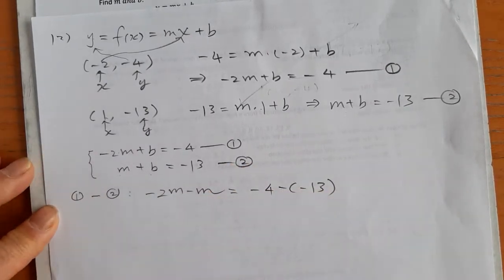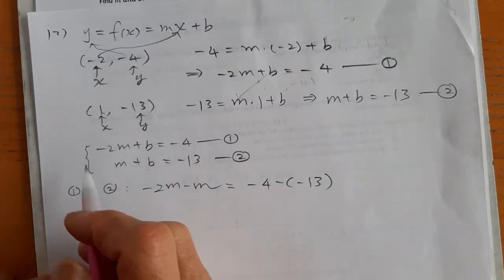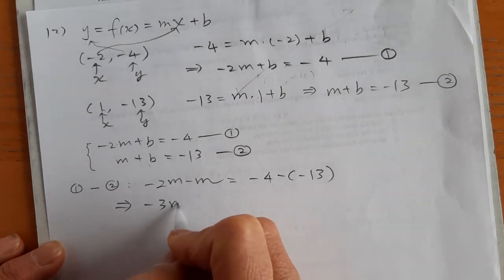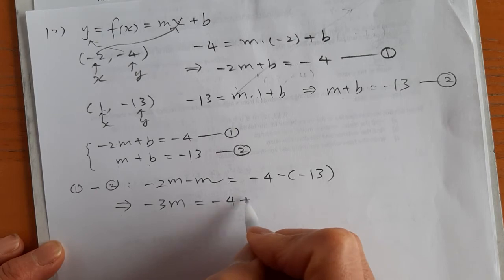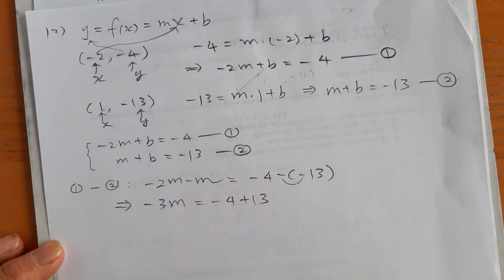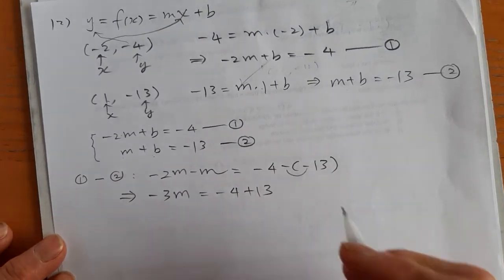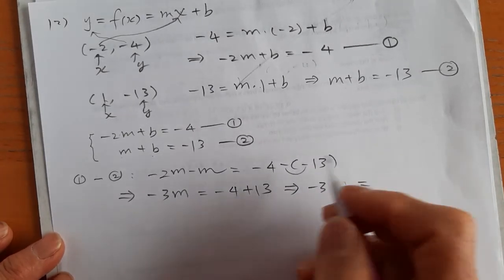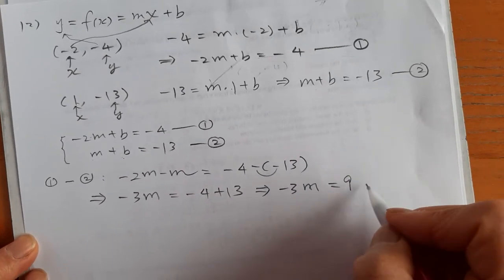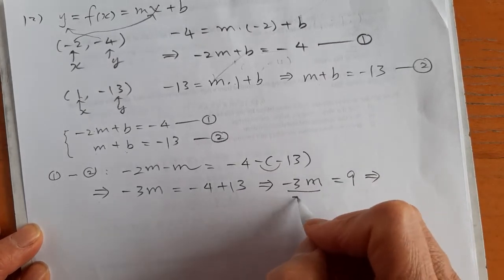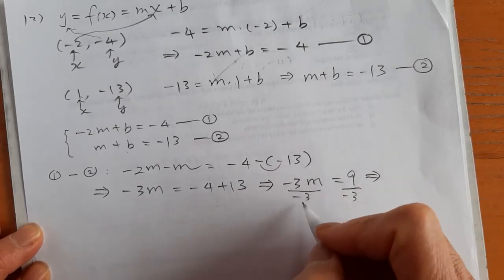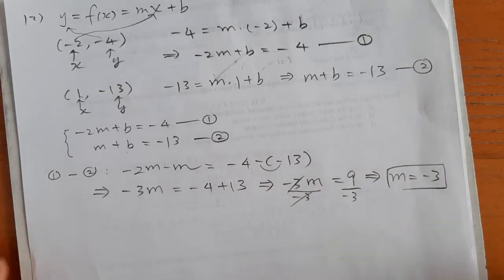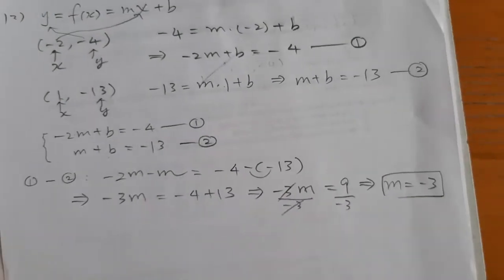So b cancels, b minus b is 0. And -2m minus m is -3m, equals -4 plus 13, which is 9. Then you divide by -3 on the left and on the right. So m equals -3. And this is the slope.